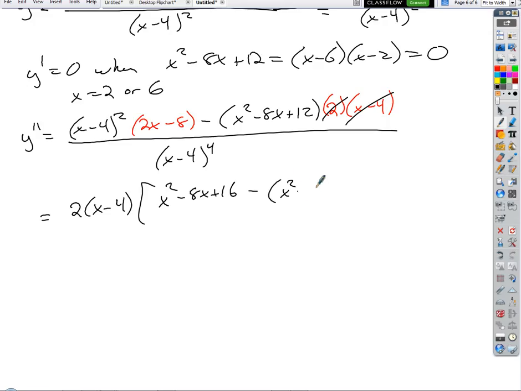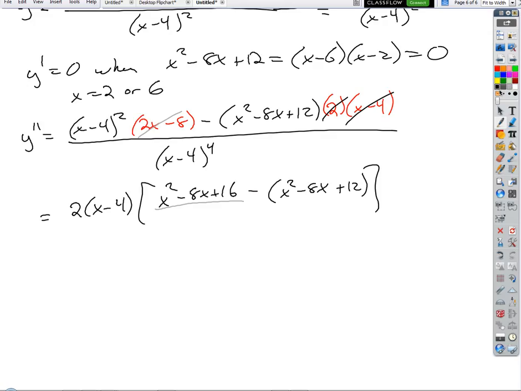Minus the quantity x squared minus 8x. Wait, where does the 16 come from? Because 2 times 8, that's what I factored out, right? Why did you expand? Well, because I want to be able to combine like terms. So the quantity x minus 4 squared just becomes that. Okay?